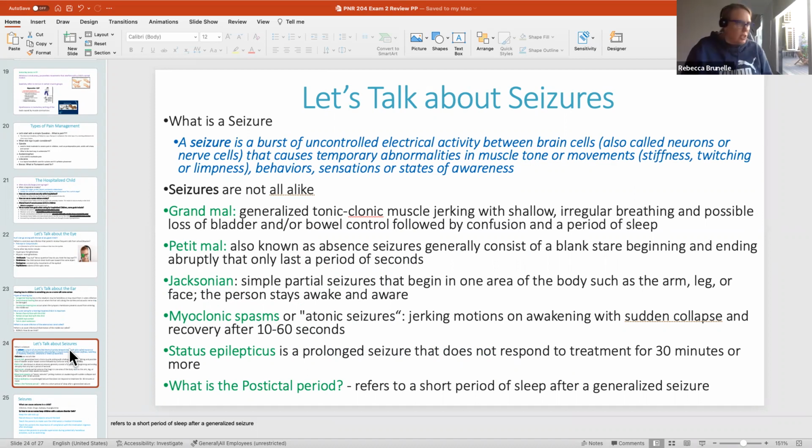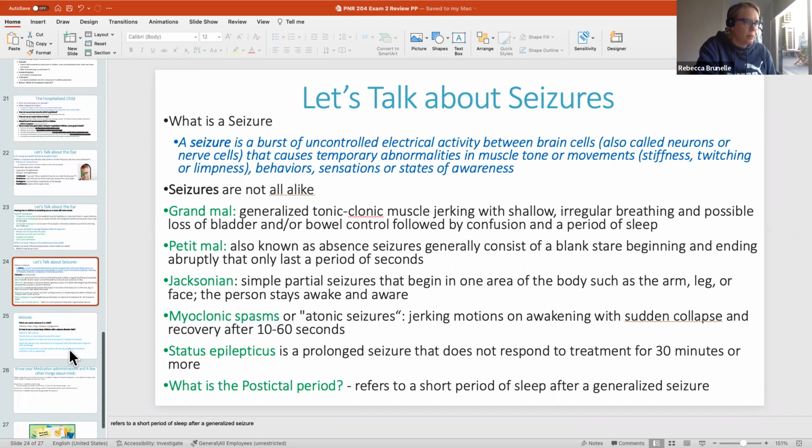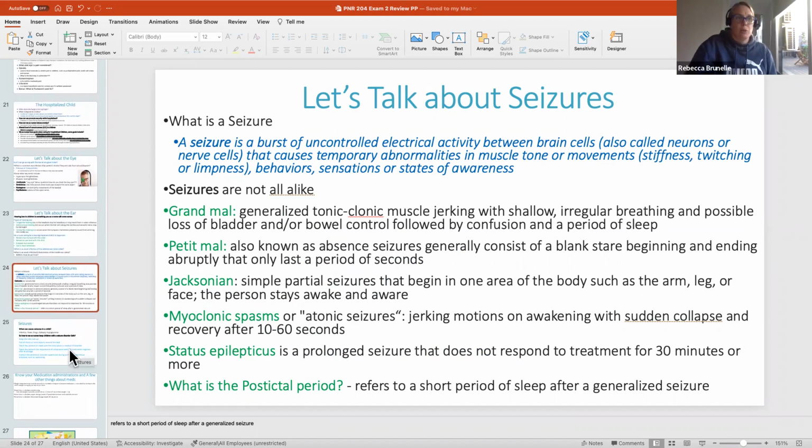So the last topic that we're going to touch on here before we wrap up is seizures. So a seizure is any sort of abnormal and uncontrolled electrical activity of the brain cells. And it can be that they have epilepsy, which is a seizure disorder, or there are things that can predispose someone to have a seizure, like high temperature, hypoglycemia, medication reaction, etc. So not all seizures are alike, and not all seizures are associated with epilepsy.